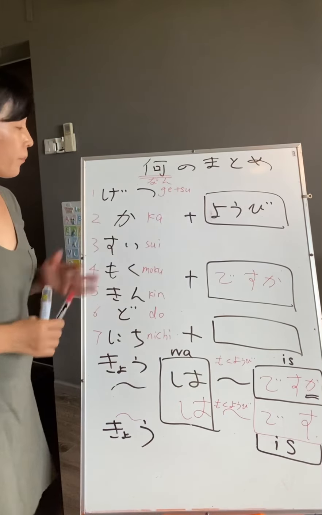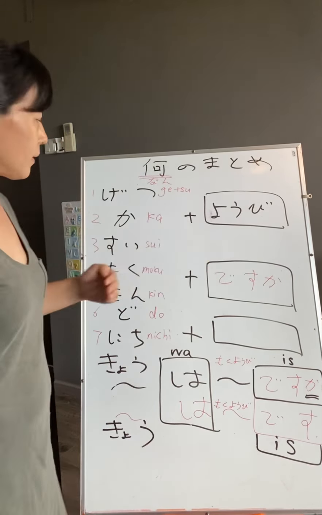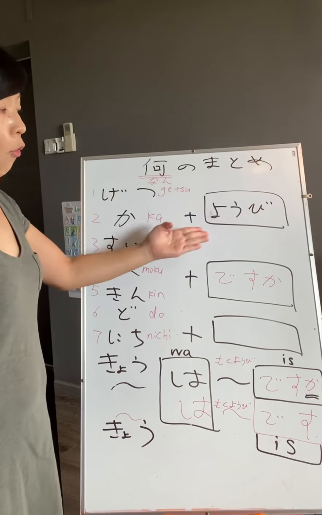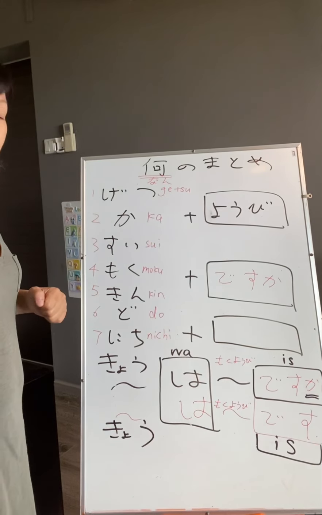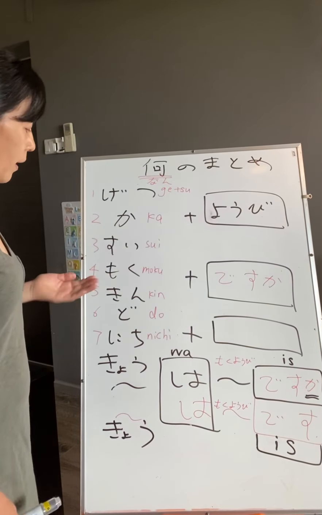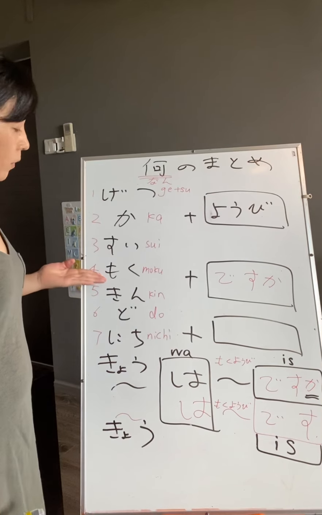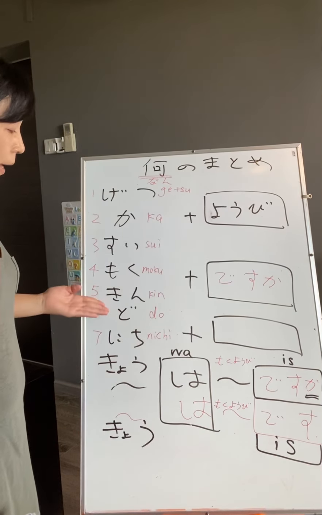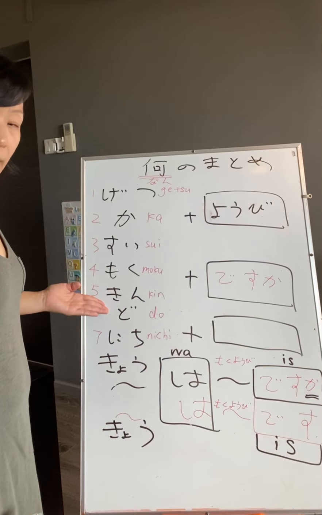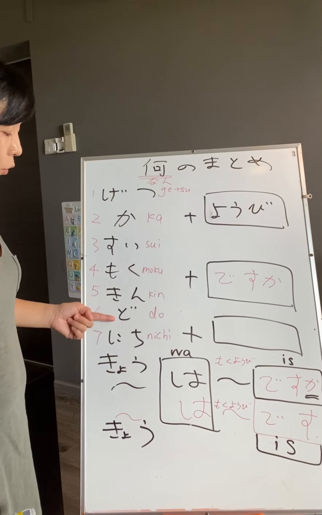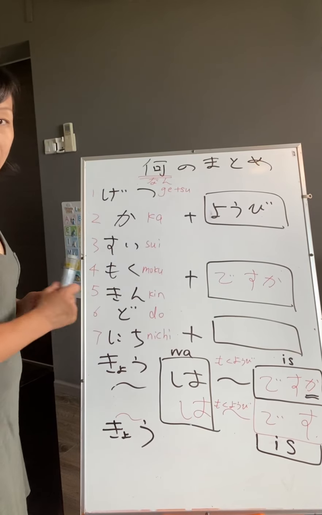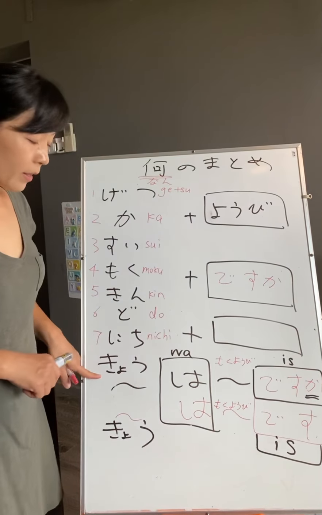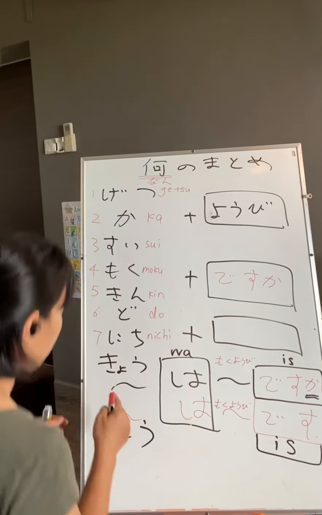月曜日 Monday. 火曜日 Tuesday. 水曜日 Wednesday. 木曜日 Thursday. 金曜日 Friday. 土曜日 Saturday. 日曜日 and then 今日 means today.